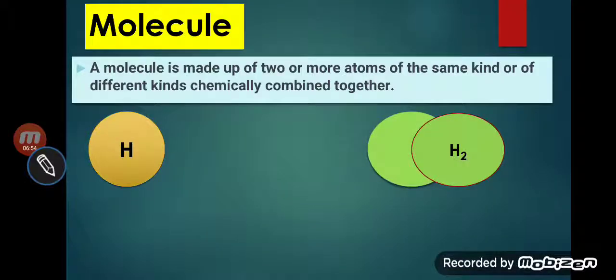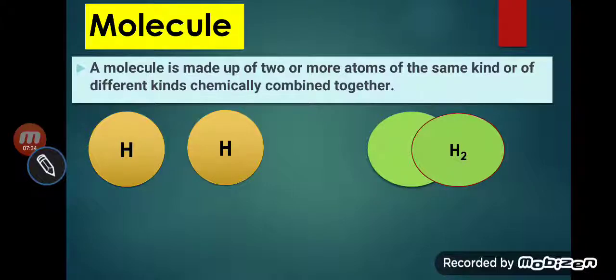Again, we will talk about molecules. What is a molecule? My dear students, whenever one or more atoms of the same element or different elements combine chemically, they produce a molecule. Here you can see that a molecule is made up of two or more atoms of the same kind or different kind. It may be the same, it may be different. In the case of different elements, we will talk in the next lecture. Here we will talk about only the same element.